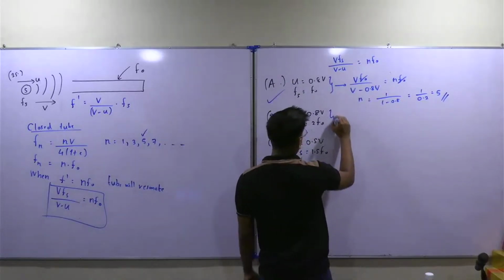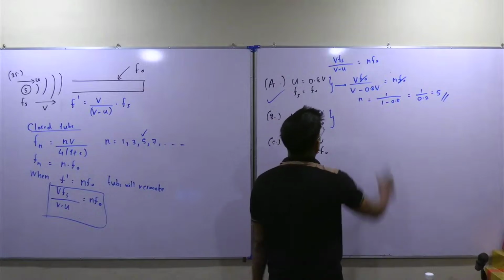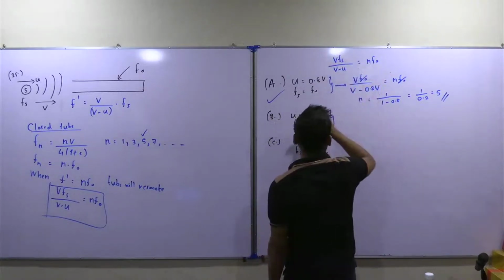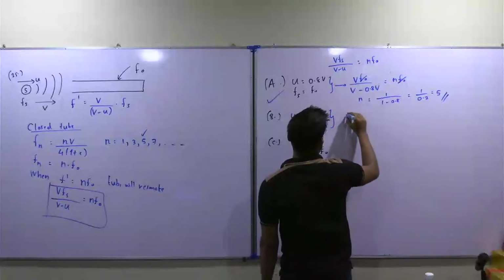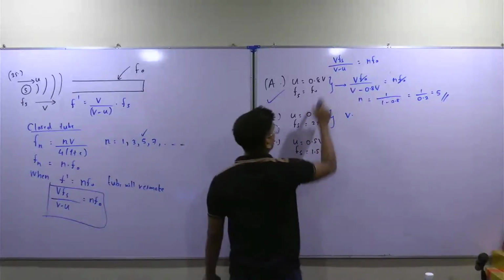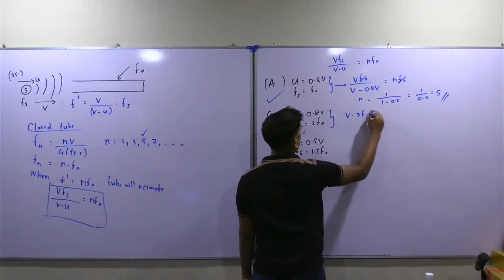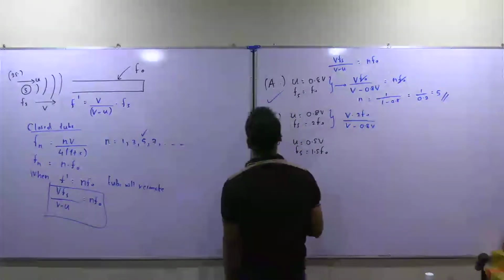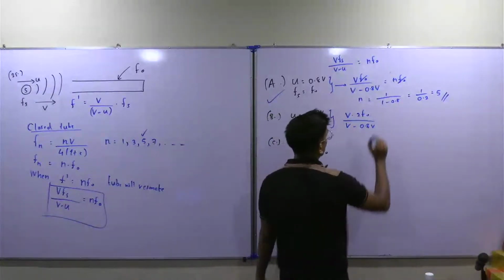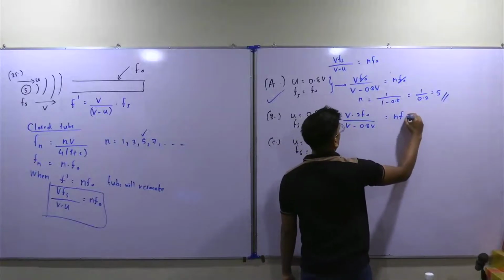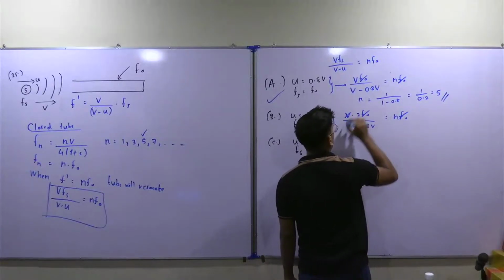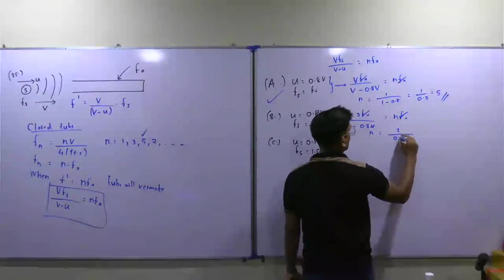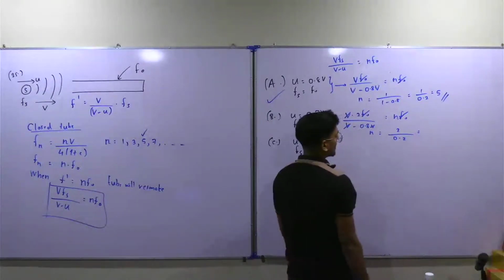Now let's move to the B part. You have vFs over (v minus u) equals nF naught. Now I'm going to plug these in. Here Fs is 2F naught, and v minus u is 0.8v. That is equal to nF naught. You can cancel F naught and v, so you have n is 2 over 0.2, that is 10.